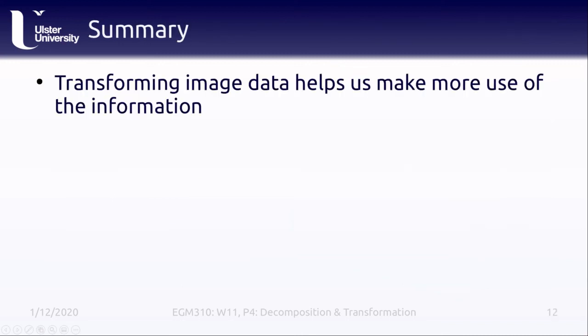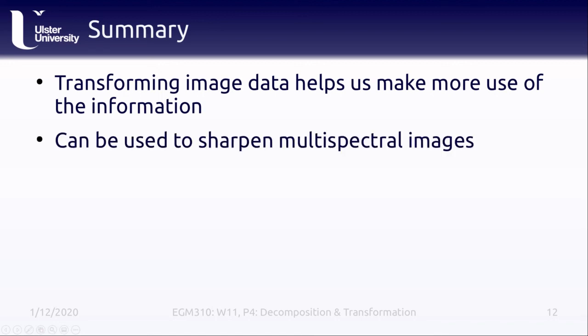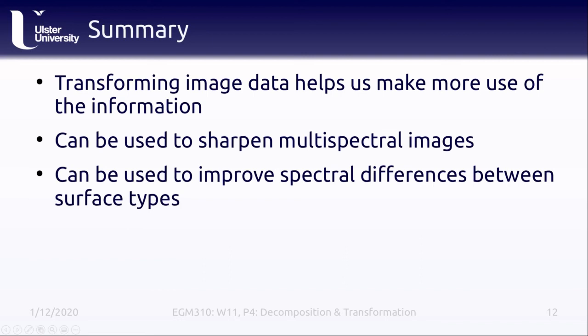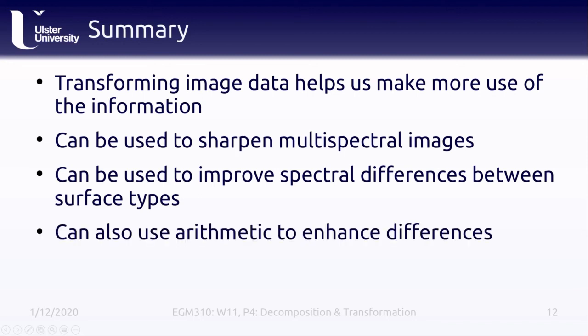In this lesson, we have learned that by transforming image data, we can make more use of the information contained in the image. For example, we can use it to sharpen multispectral images by first transforming the image into intensity, hue, and saturation color space. We can also use these techniques to improve the spectral differences between different surface types and remove redundant information from bands that are close together. By using arithmetic operations, we can enhance differences in spectral reflectances between different surfaces, helping us to better identify them.